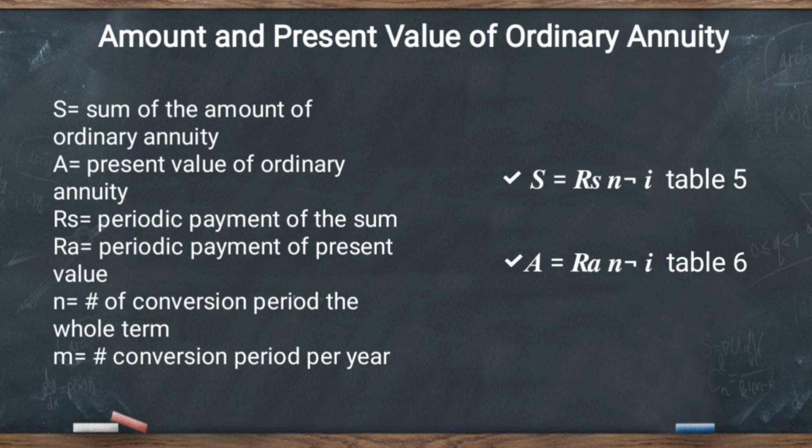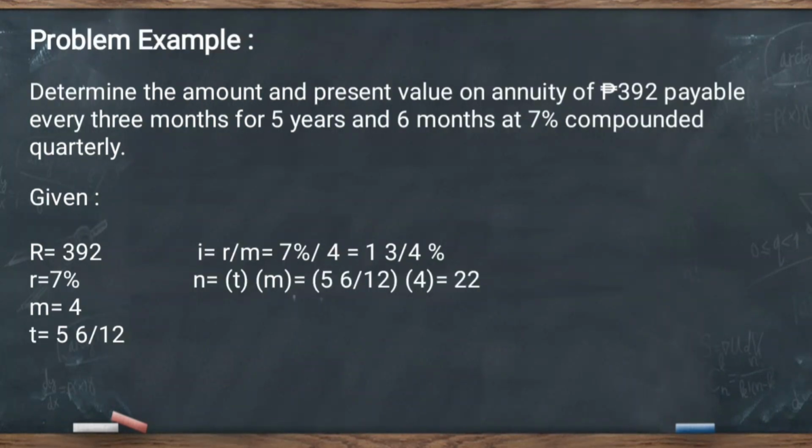Take note that in amount and present value of ordinary annuity, we will be using a table of compounds. In computing for the sum of the amount of ordinary annuity, we will be using table 5. And for the present value of ordinary annuity, we will be using table 6. Problem example. Determine the amount and present value on annuity of 392 pesos payable every 3 months for 5 years and 6 months at 7% compounded quarterly. Our keyword in this problem is the amount and present value on ordinary annuity.